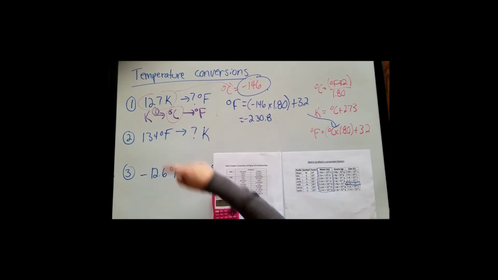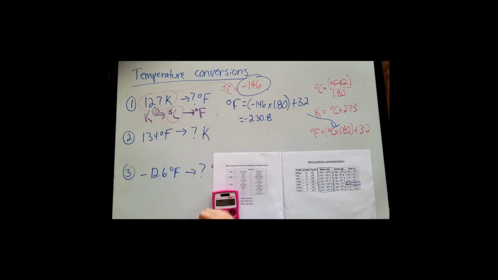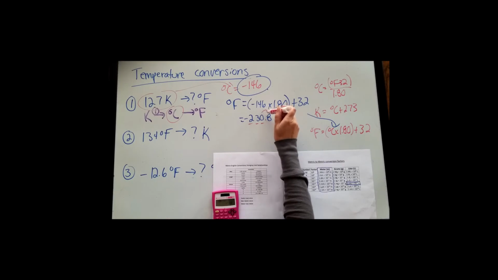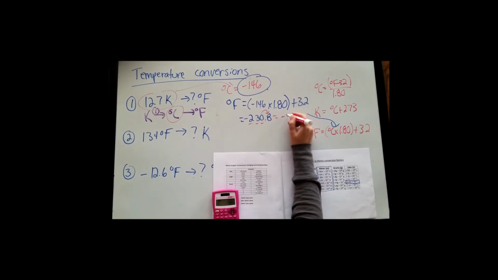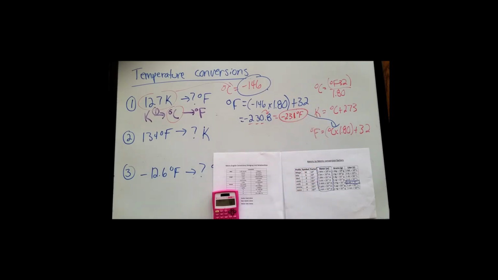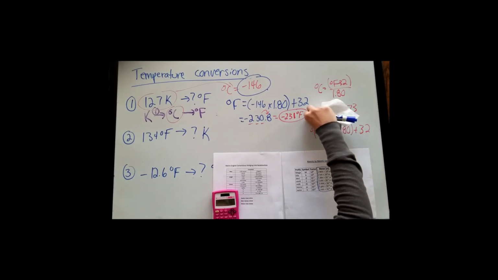How many sig figs? Look at your original number. 1, 2, 3. So I want 1, 2, 3. So I stop at the 0, look at the number next to it. Does that stay a 0? No, it does not. We're going to round it up to negative 230, and the units are degrees Fahrenheit. All right, let's look at the next one.